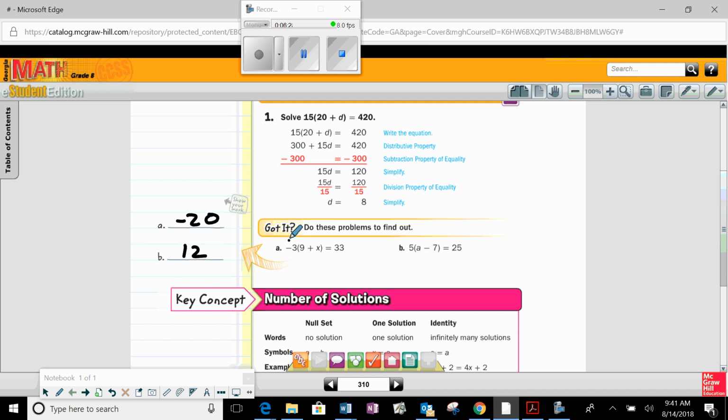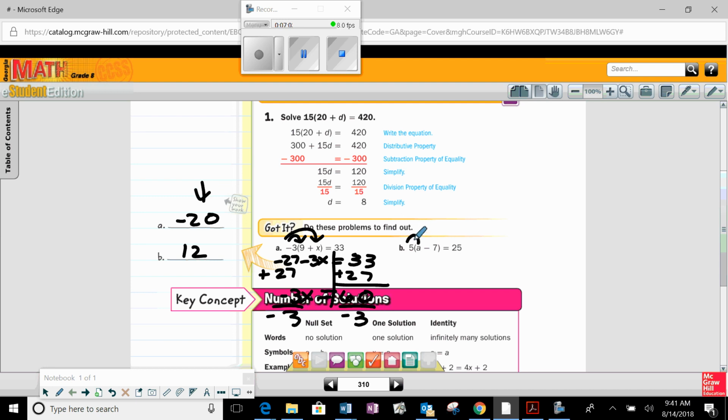Again, we're going to use the distributive property. So negative 3 times 9 is a negative 27. Negative 3 times x is a negative 3x equals 33. Now solve your two-step equation. We're going to add 27 to both sides. So that gives us 60 equals negative 3x. Sorry, it's hard to see the colors there. Then we divide by negative 3. So 60 divided by negative 3 gives us our negative 20.